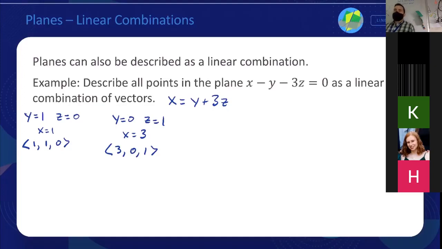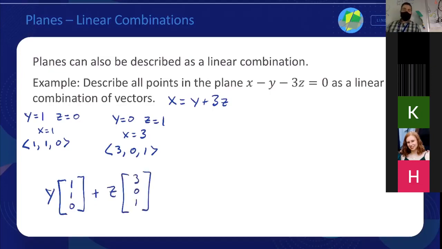So this is the way I usually come up with my two. I want them not to be multiples of each other, because if they're on top of each other, that's not good. I just need two different, what we call independent, vectors. Now, if I take any multiple of (1, 1, 0) plus any multiple of (3, 0, 1), I can get any other vector in the plane.